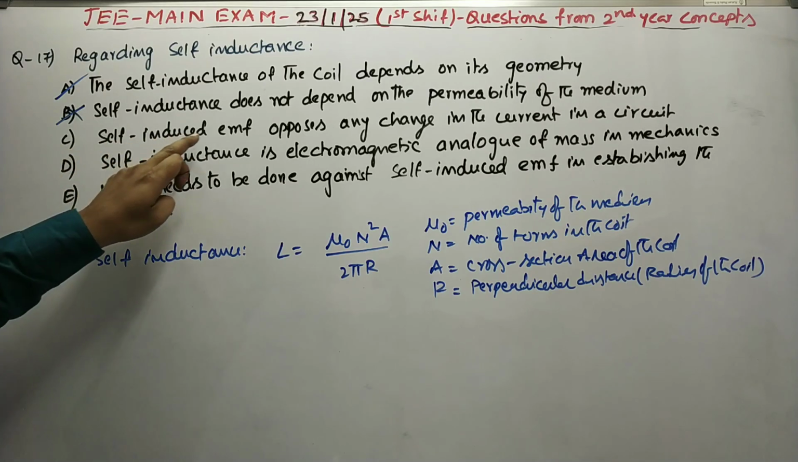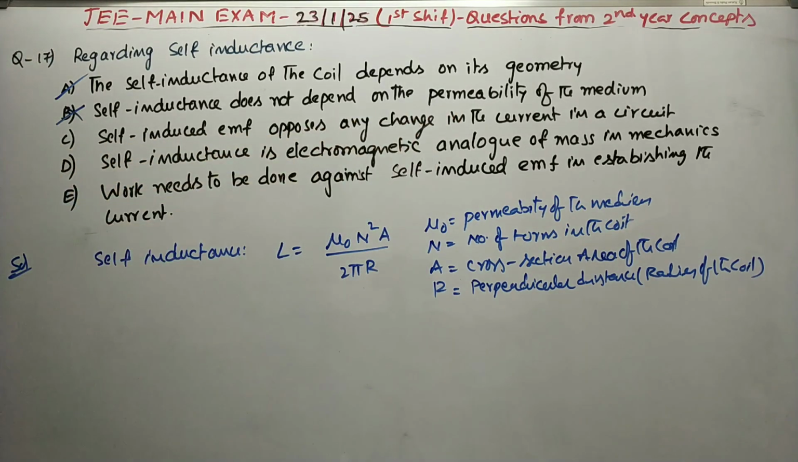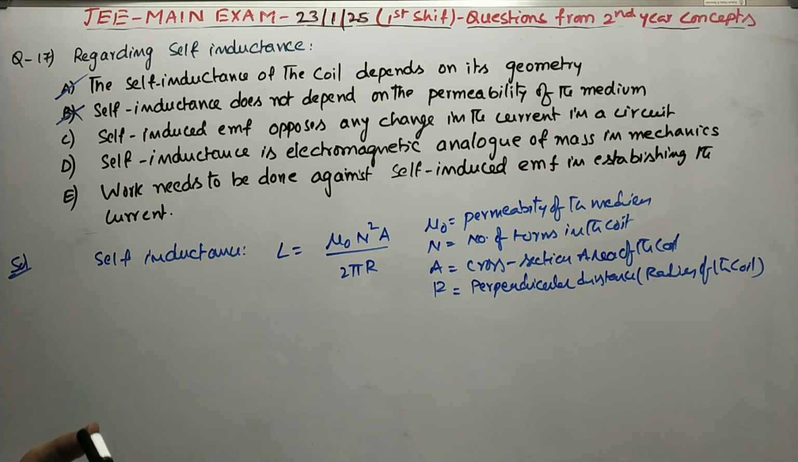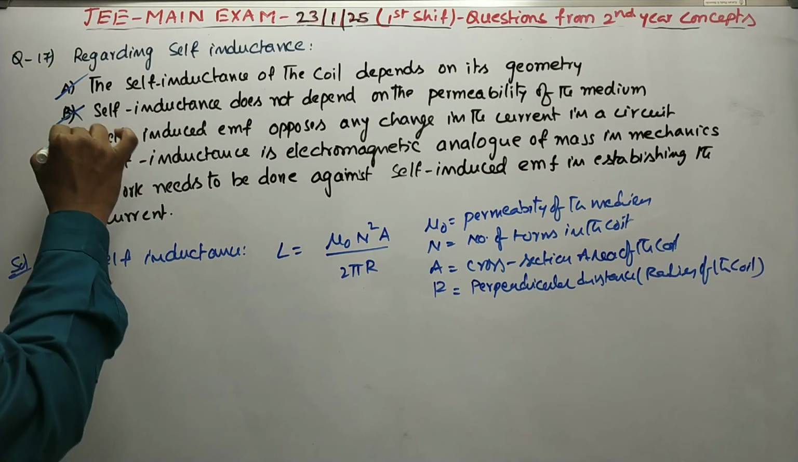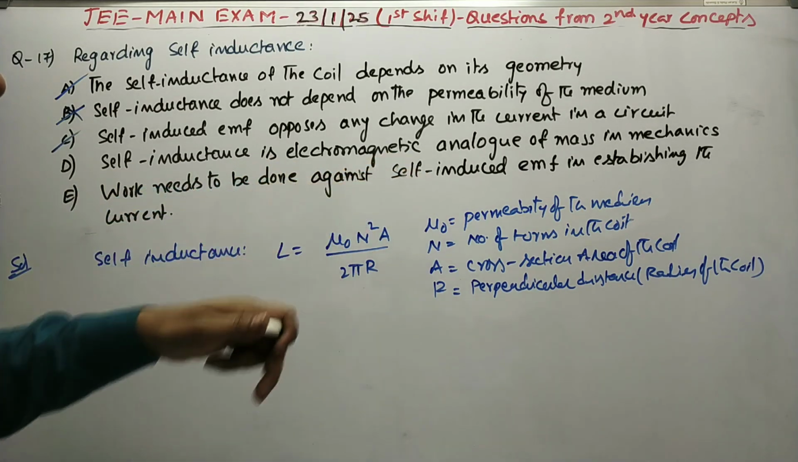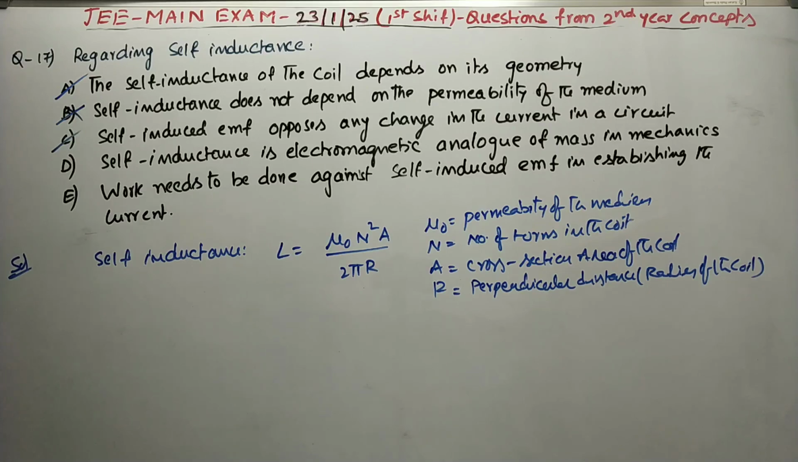Next, third option, self-inductance opposes any change in the current in a circuit. Actually, self-induced EMF opposes the change in the current. When self-inductance is generated in a coil due to change in flux, whenever flux changes, EMF is induced. This causes induced current to be generated. When flux does not change, there is no scope for inducing the current. So it is also a correct option. Self-inductance is the electromagnetic analogue of mass in mechanics. Yes, it acts like that only.